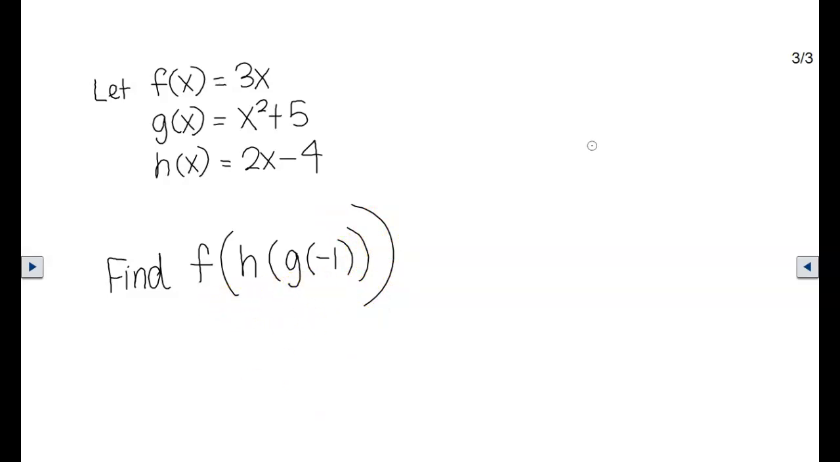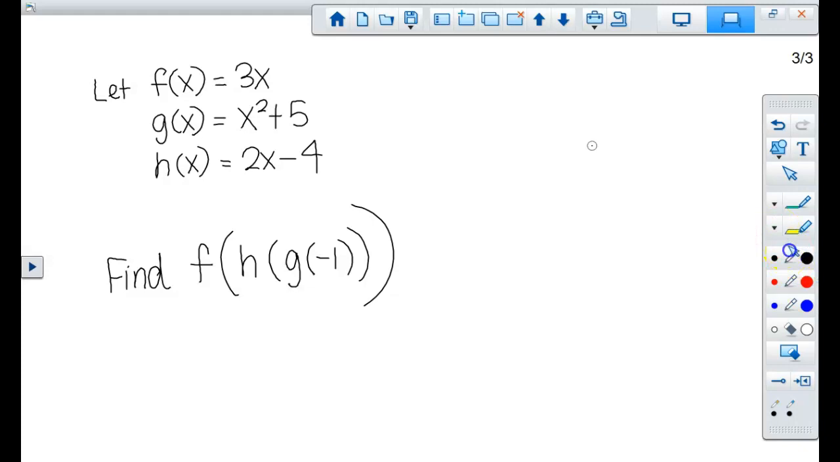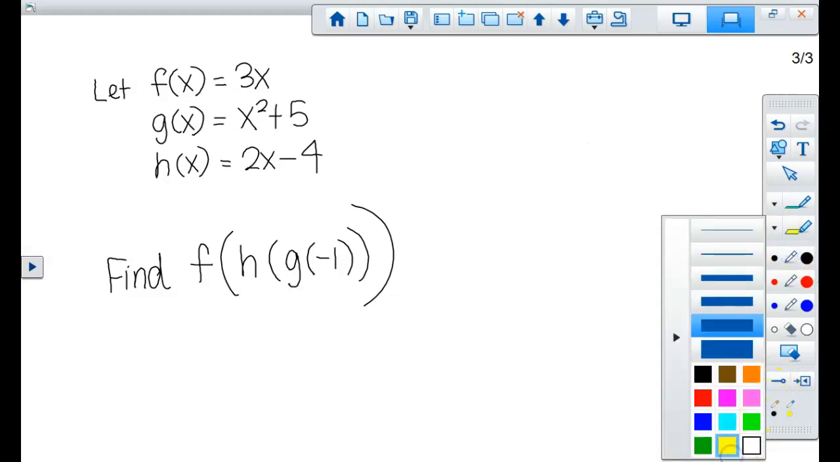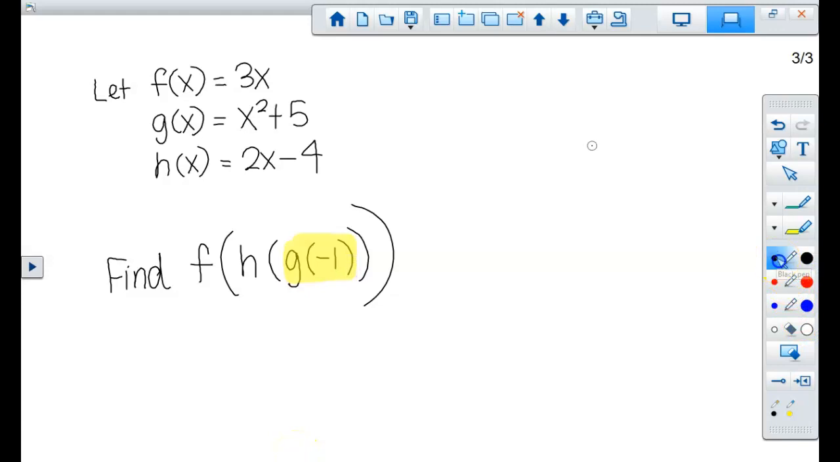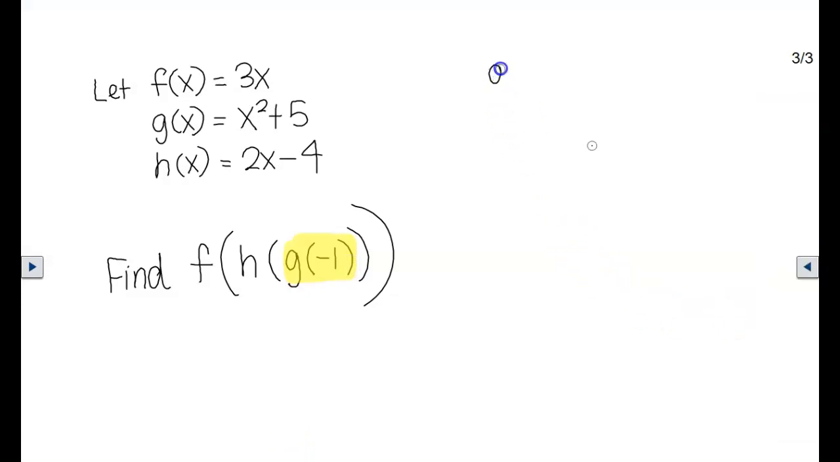So again, this is a composition of functions. It's a little bigger, but we're going to handle this the same way. So you're going to start with the innermost function. The innermost function in this problem is g. So we are going to begin this whole process by doing g of negative 1. So over here, let's do that. G of negative 1.